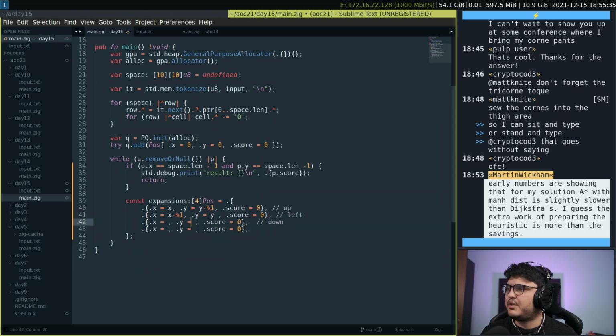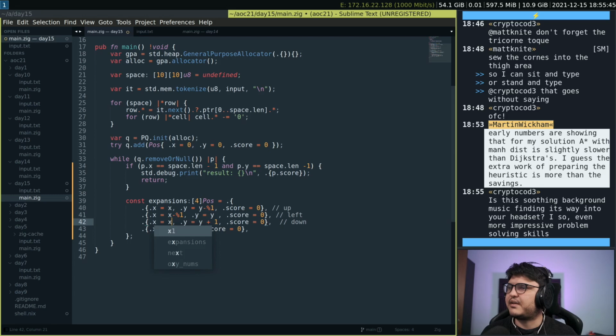Then down is going to be y plus 1, and x is going to be the same x.